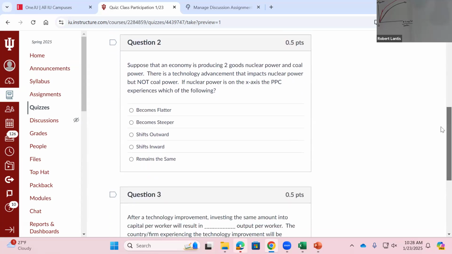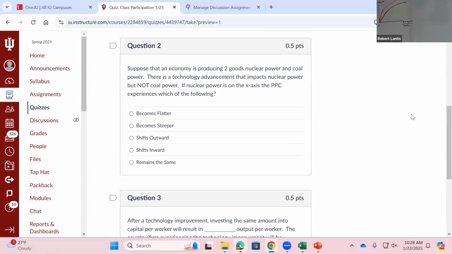The other 2 questions are worth half a point for getting them correct. So the first one, we've got basically a 2 good model, nuclear and coal power, right? So if I have a technology advancement that impacts nuclear power, but not coal power, if I put nuclear power on the x-axis, what's going to happen to my production possibilities curve?